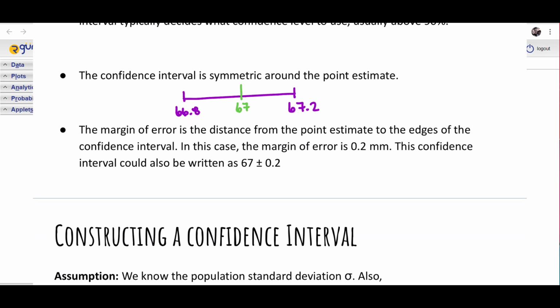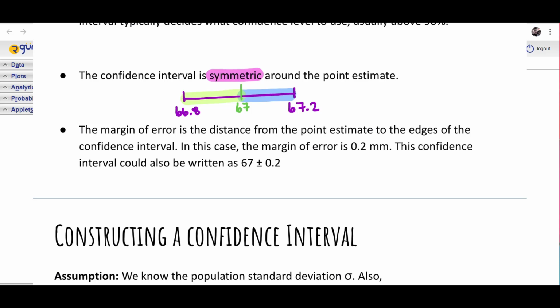So what that means when we say it is symmetric, let me use a different thing there for that. It's symmetric about the point estimate, so in this case, the sample mean. It means that the distance between the sample mean and the upper boundary is the same as the distance between the sample mean and the lower boundary. The distances are the same.